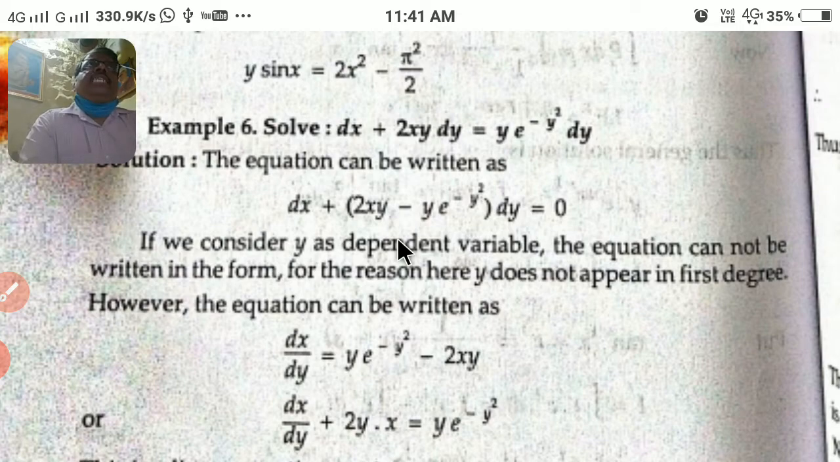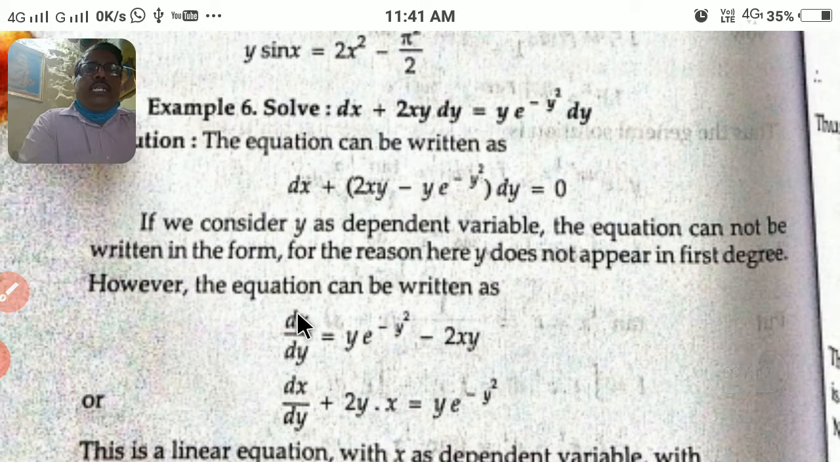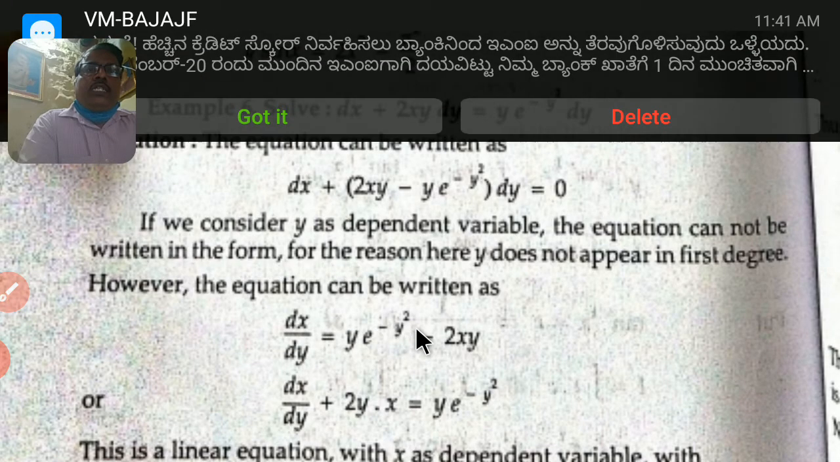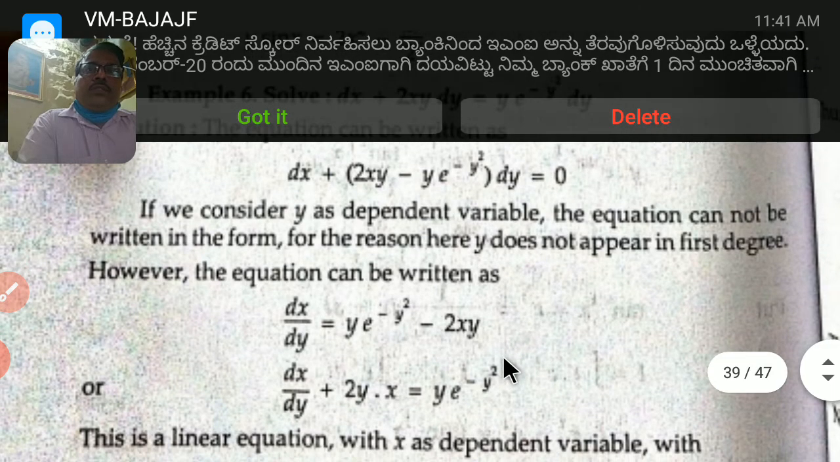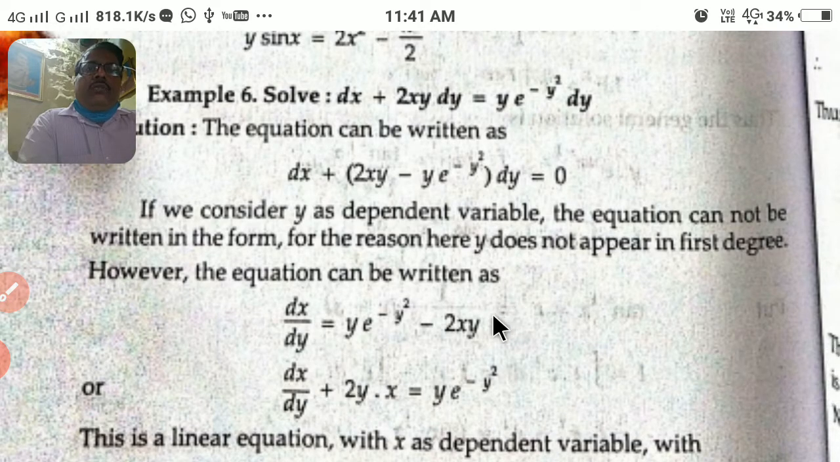Similarly, if x is the dependent variable, then it gives the reverse, that is dx by dy plus px is equal to q. Now in this case, dividing throughout by dy, dx by dy is equal to y into e raised to minus y square minus 2xy. Now bring this here: dx by dy plus 2xy is equal to y into e raised to minus y square.